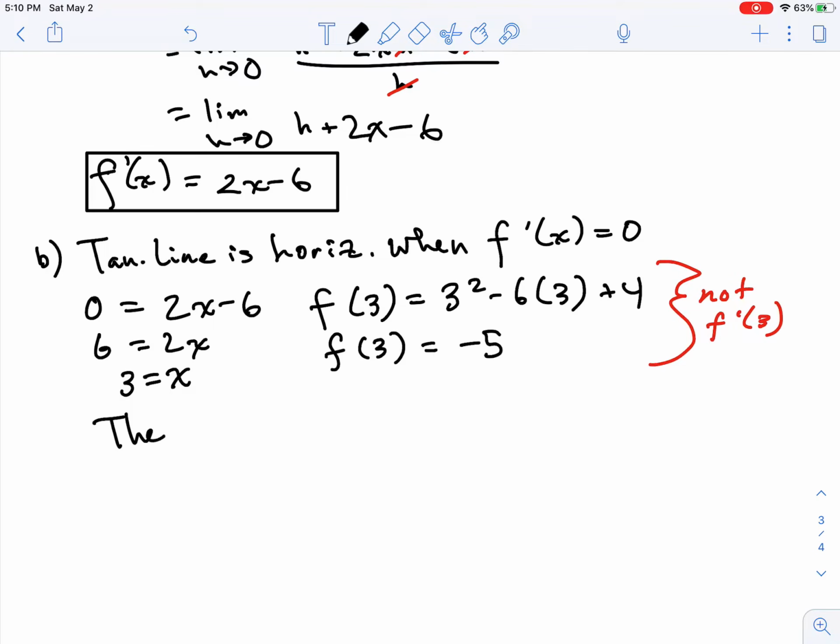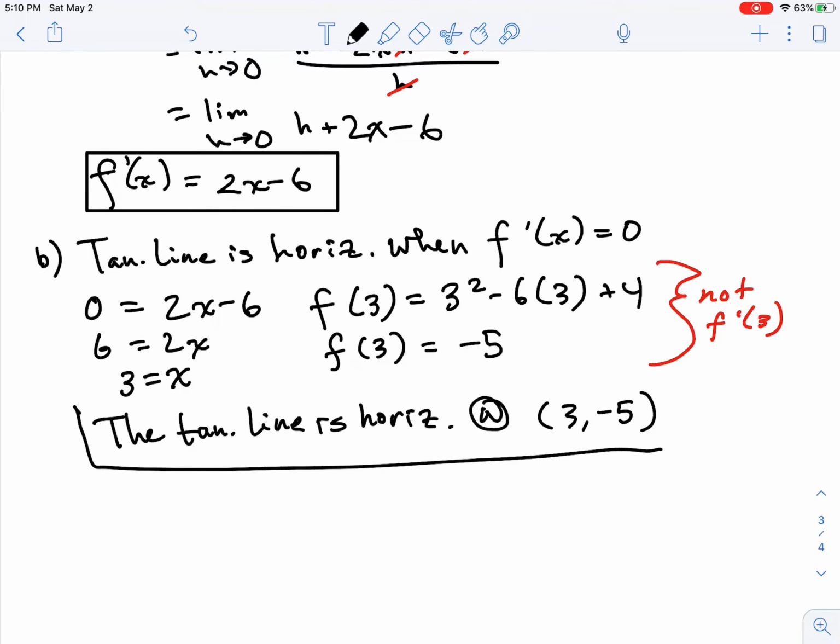So I can then say the following. I can say the tangent line is horizontal at the point (3, -5).